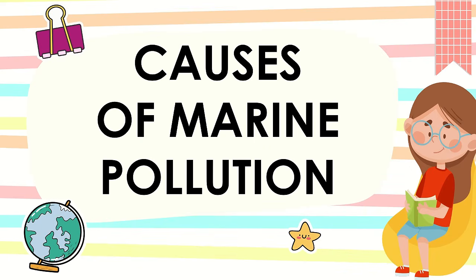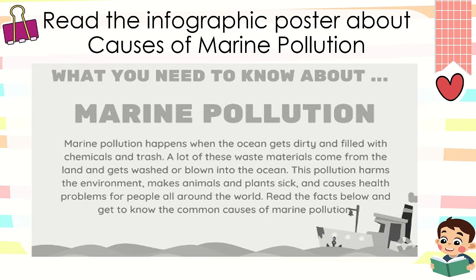Here are the causes of marine pollution. Read the infographic poster about causes of marine pollution. What you need to know about marine pollution. Marine pollution happens when the ocean gets dirty and filled with chemicals and trash. A lot of these waste materials come from the land and get washed or blown into the ocean. This pollution harms the environment, makes animals and plants sick, and causes health problems for people all around the world.